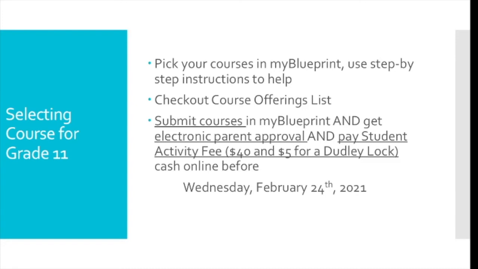You will be required to pick your courses in My Blueprint. Once you submit your courses, they are locked in and there is no opportunity to change them, especially electives and alternates. You have until February 24th to submit your finalized list of courses, to get electronic parent or guardian approval, and pay the student activity fee of $40 for returning students through Cash Online.